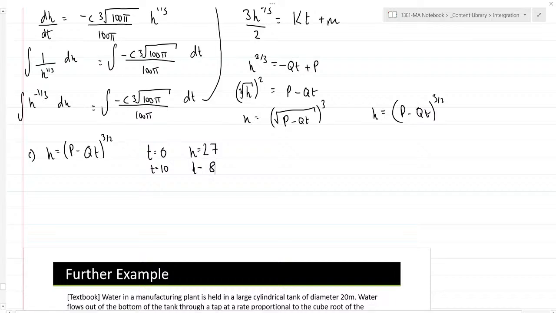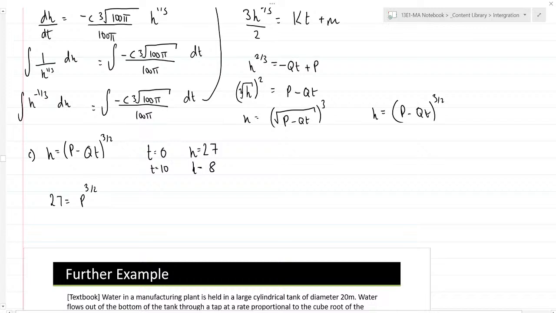So let's work out what those numbers are then. And to do this, we're subbing in these two values, and we're creating simultaneous equations. So my first one, I'll probably sub in when t is equal to 0 first. So if I do that, I end up with 27 is equal to P to the power of 3 over 2. Everybody sees where that comes from, yeah?